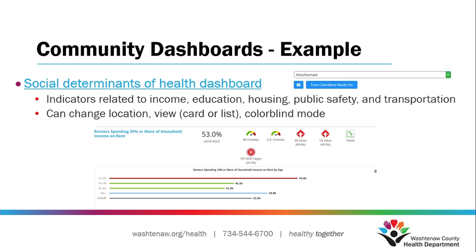So that was our social determinants of health dashboard. There are also options at the top of the dashboard to change how you're viewing that. So automatically these will populate to viewing them at the Washtenaw level. You can also go ahead and select that caret. There's a green caret right here, and you can change the location that you're viewing that dashboard for if that's available. And then you can also change the view from card view to list view if that's something that you're interested in, as well as there's colorblind mode for these as well.